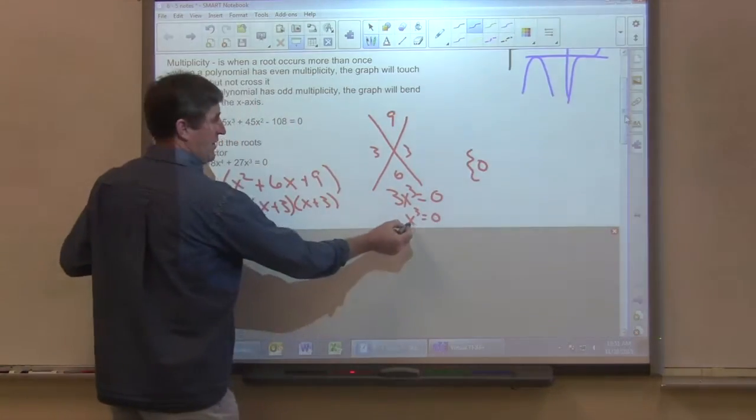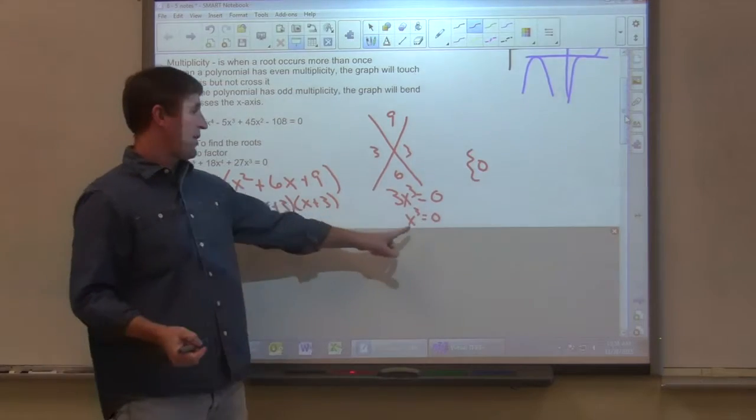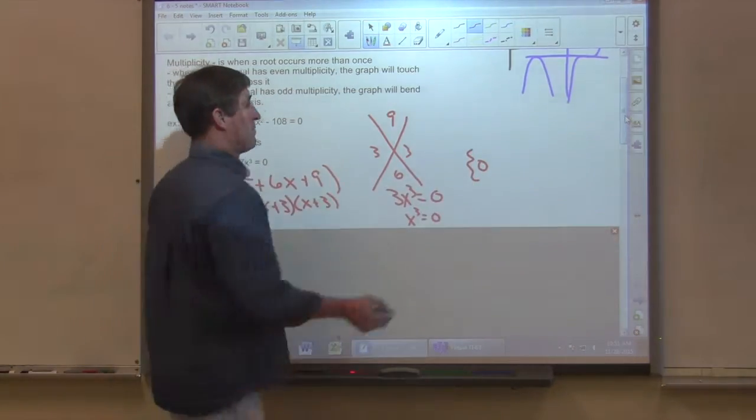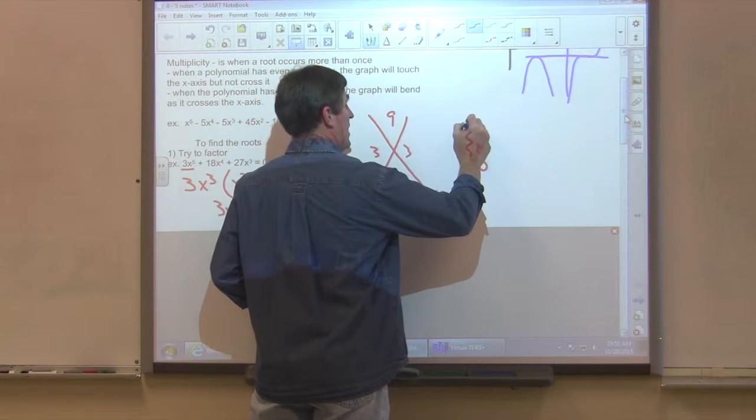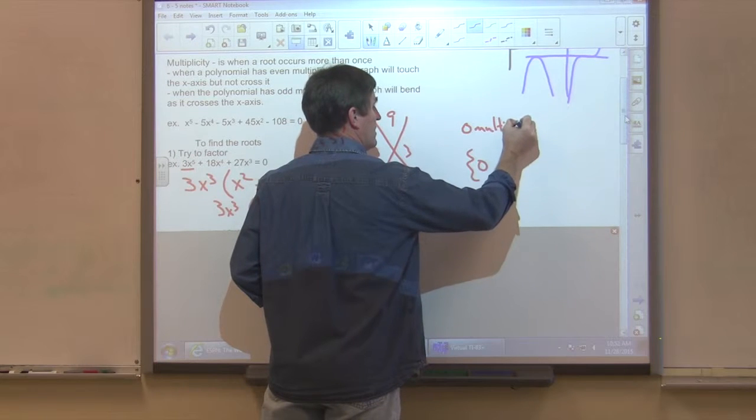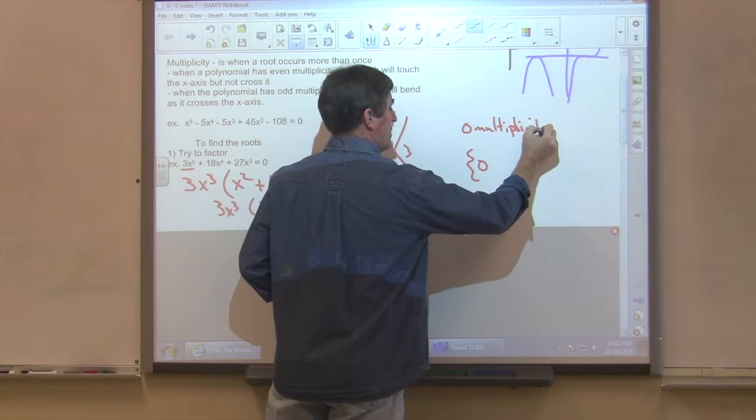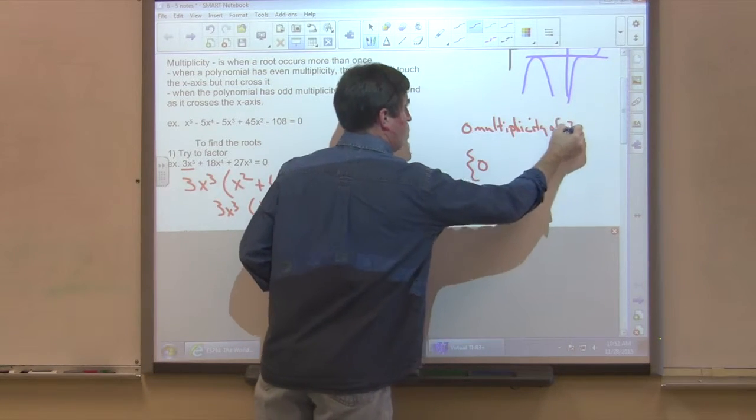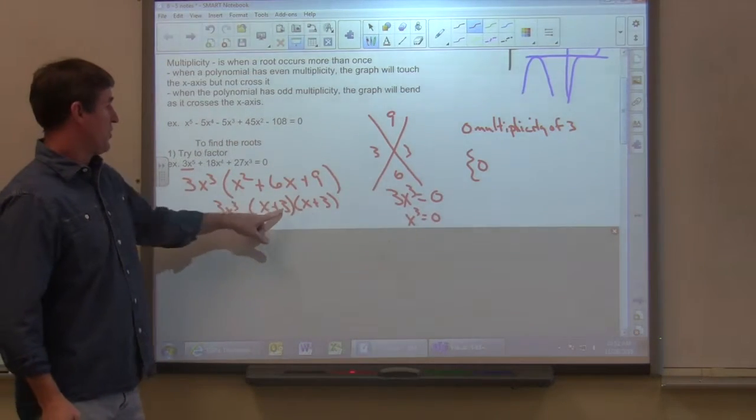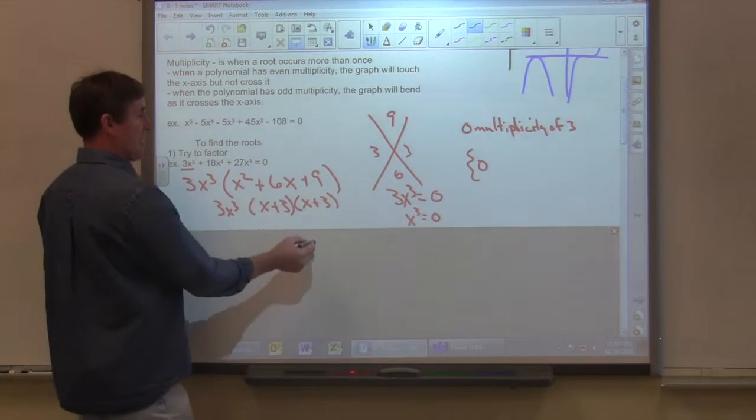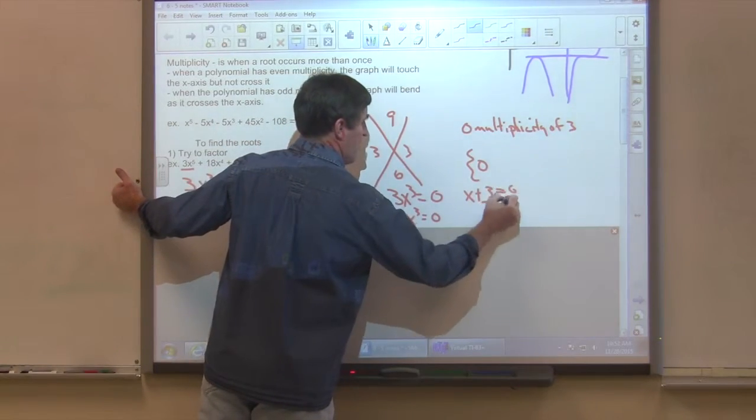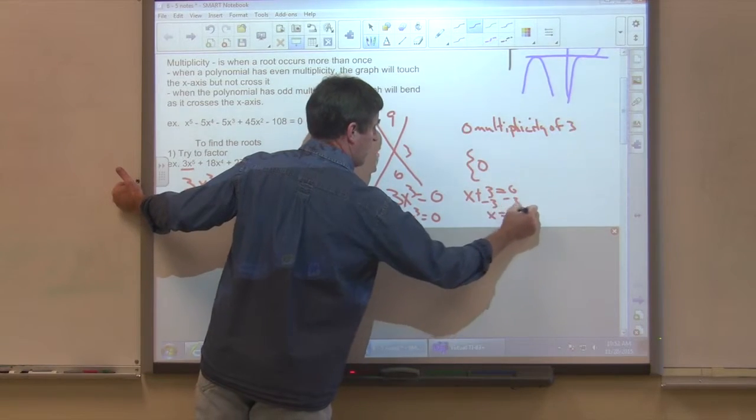Now really what I have here though is because it's x to the third, I really have 3 zeros. So 0 would have a multiplicity of 3 because it's going to occur 3 times. And we have 2, remember, again you can set this equal to 0 and solve, subtract 3 and get x equals -3.